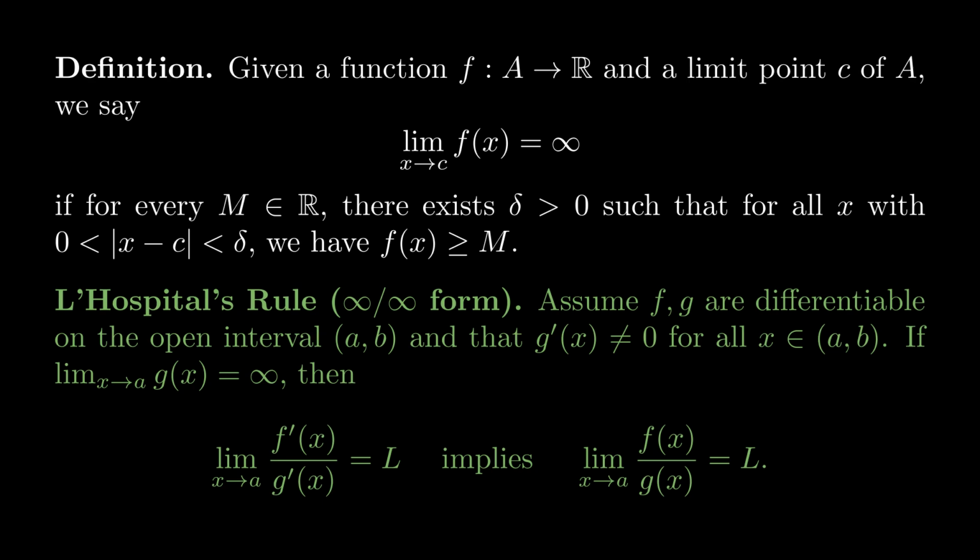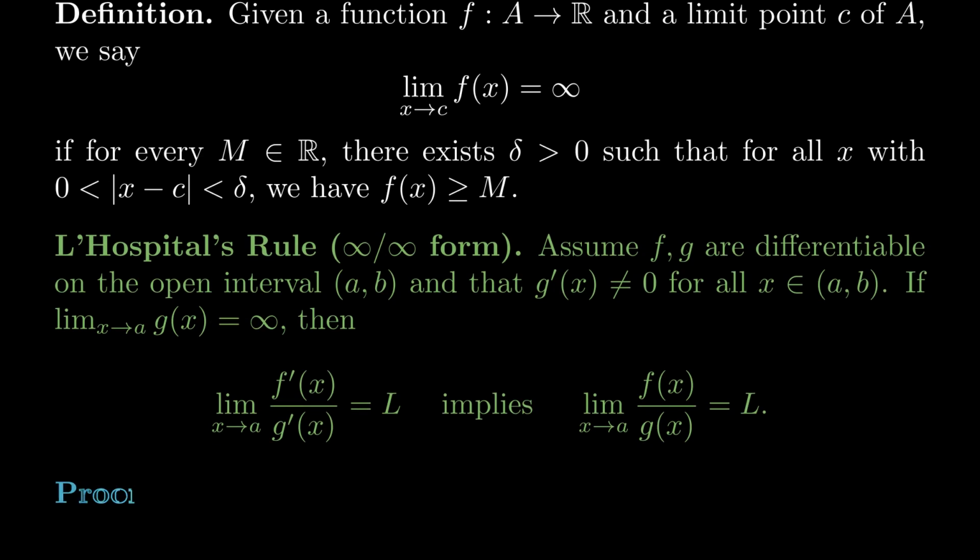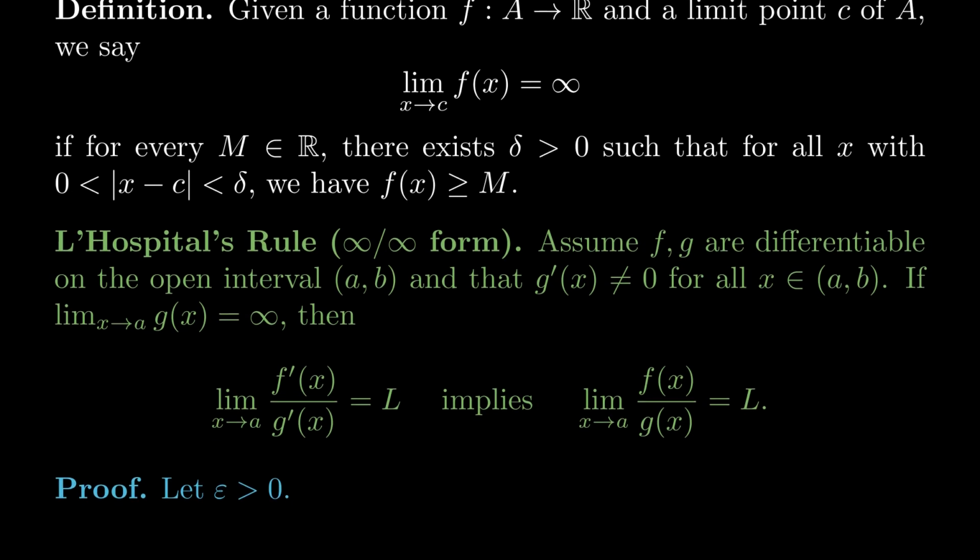If you replaced a with b in these limit expressions so that the input would instead be approached from the left, the result would still hold. And also, if you replaced the infinity over infinity with a negative infinity over negative infinity, the result would still hold. And we could prove this like we did in the last example, using a sequential characterization of limits, or we could use the epsilon delta definition. So let's use that second route. Let epsilon be greater than 0.